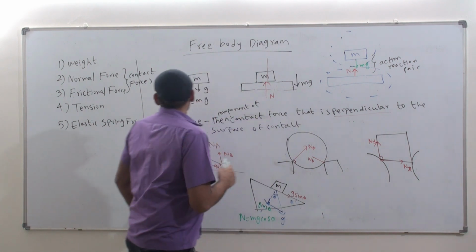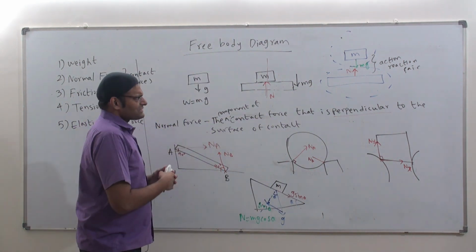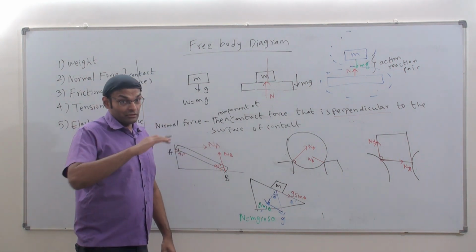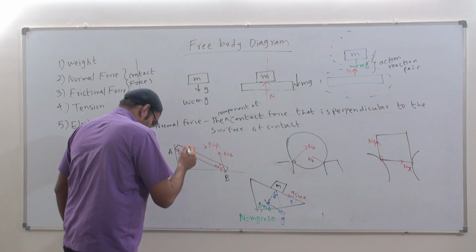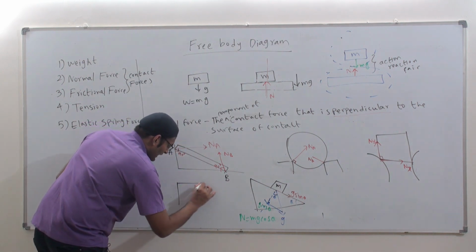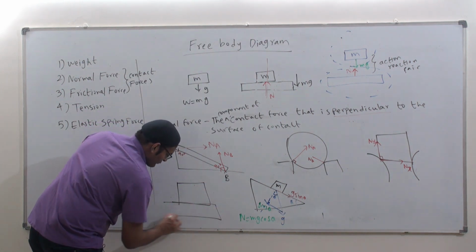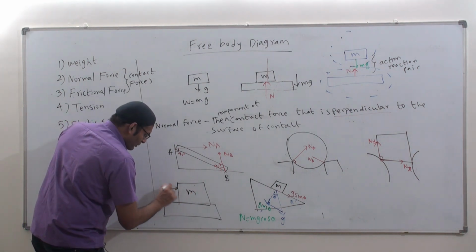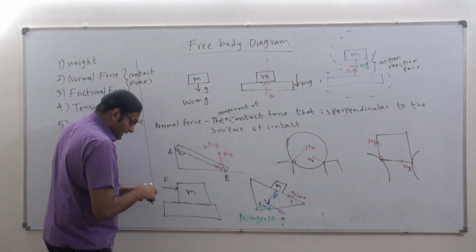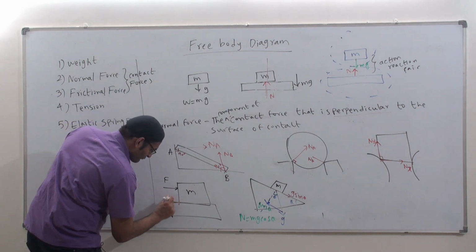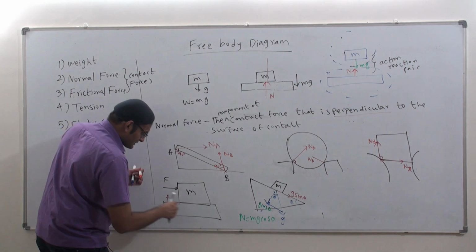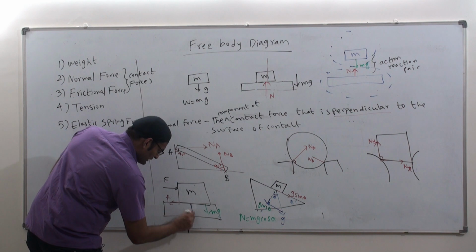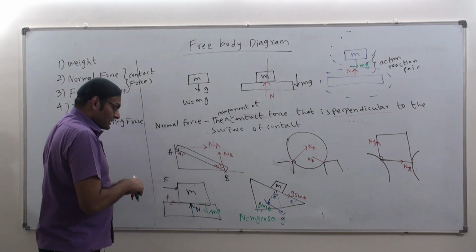Next is frictional force. Frictional force is very simple. Let's take an example. We'll be discussing friction in detail in the next chapter. For the purpose of this example, let's take an object of mass M. What is frictional force? If I apply a force F, what do I get? There will be an opposing force. I can write the weight as mg, and the normal reaction as N.